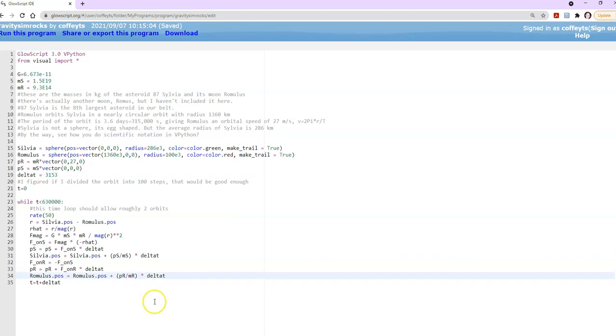Okay? That's it, right? We calculated our force, we updated our momentum, we updated our position. And we did that for both Sylvia and Romulus, so that I'm allowing both of them to move here. And then increment my time, and I get out of my loop. Okay? So that's my code. Now let's run this code so that you can see it.